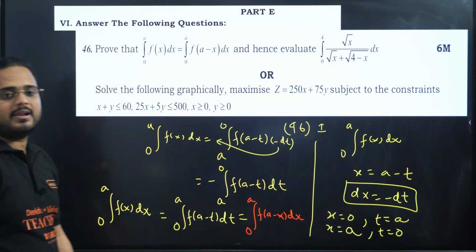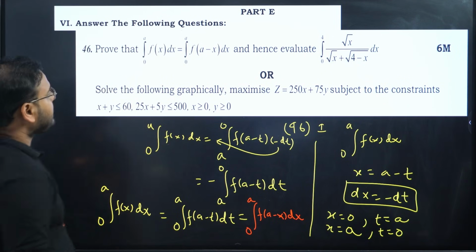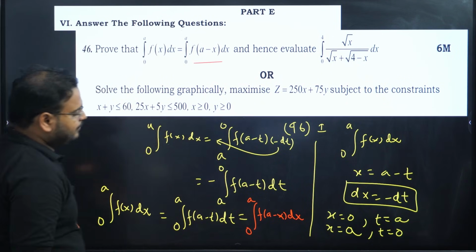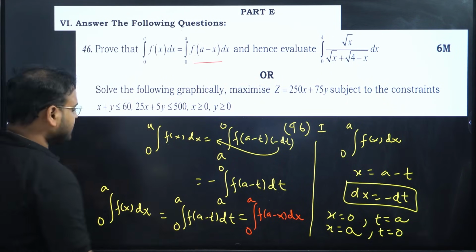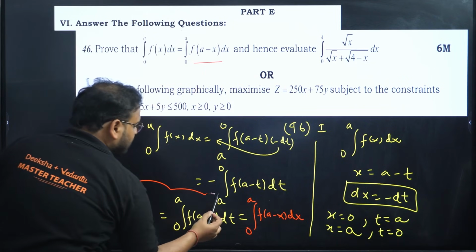dx. I've changed the variable from t to x. Check here. Same thing is what was to be proven: 0 to a of f of a minus x. So this is your proven condition.